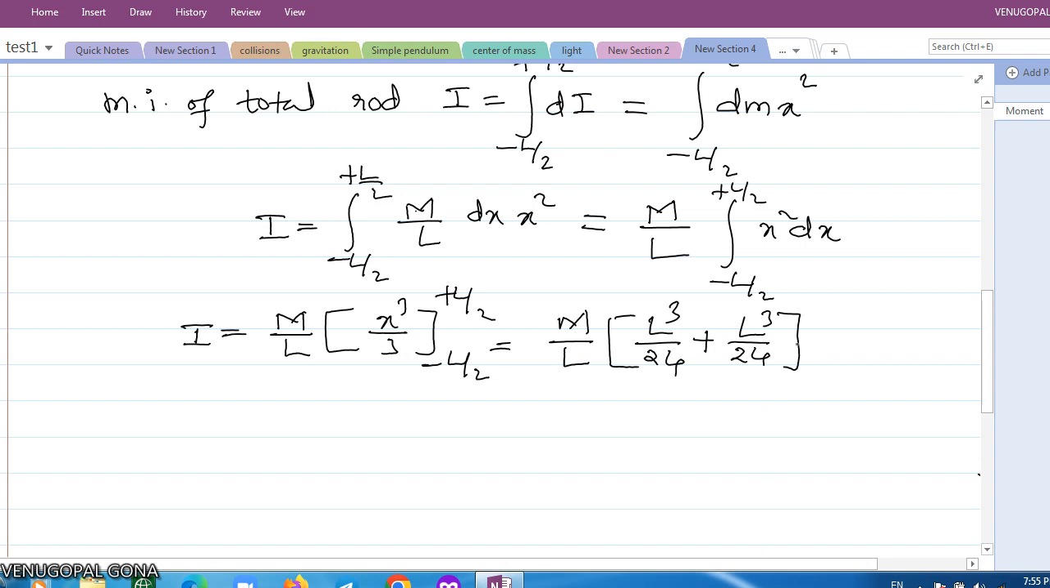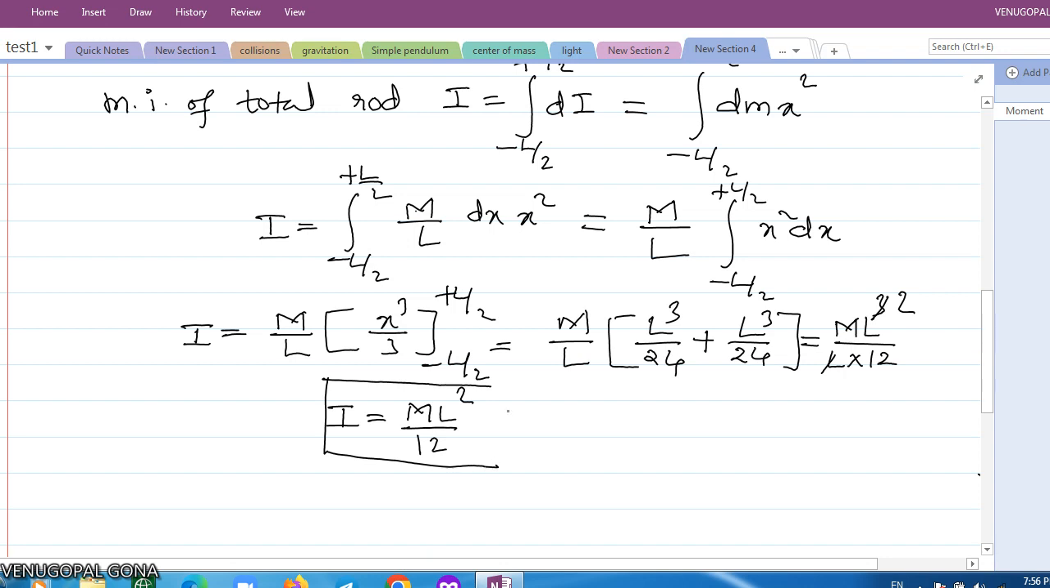So L cube by 24 plus L cube by 24 will be how much here? It will be L cube by 12. So m L cube by L times 12, so one L cancels out here. So we are left with I equal to m L square by 12. So this is the moment of inertia of a uniform rod of mass m and length L about an axis passing through the center and perpendicular to its length. Okay, so this is one.